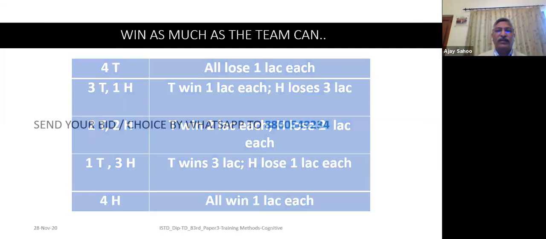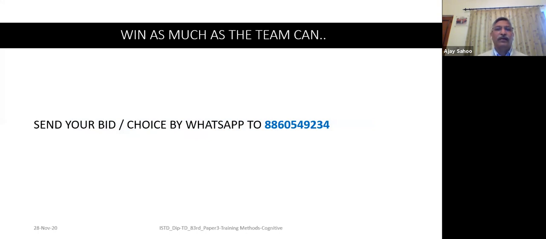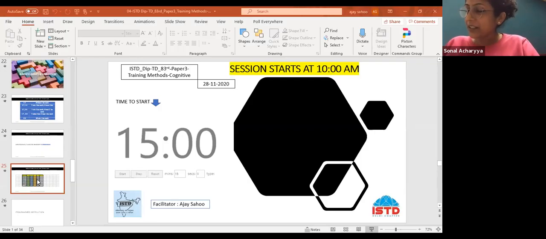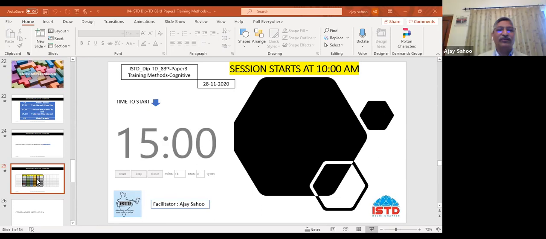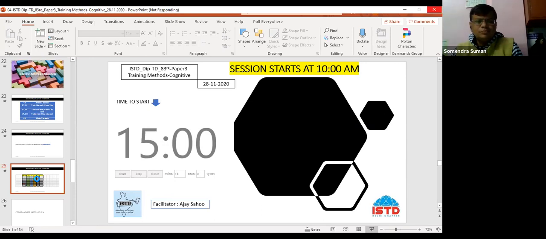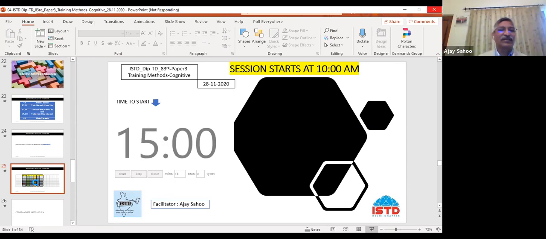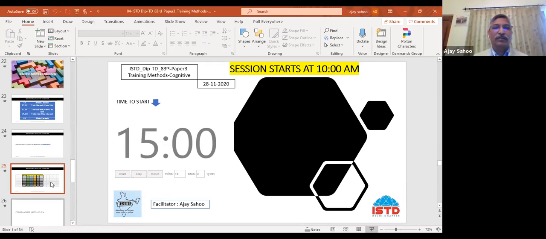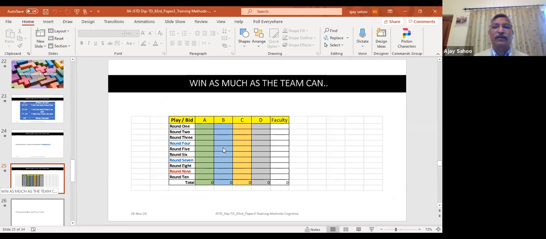All right, let's start. Okay, first round. Sir, just one sec. You said your number 8860549234. I am unable to see. 549. Sir, just repeat the instruction once again. We have some confusion. Priyanka also wanted to know the instruction. Just a moment. Let me bring on the slide.